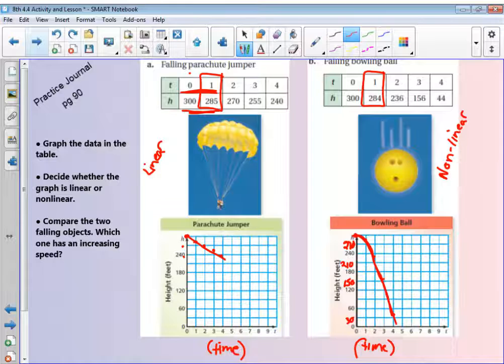Okay, in our next scenario with the bowling ball, well, it starts out 16 feet in the first second, but then it drops pretty dramatically, and by second 2, it had dropped from second 1 another 48 feet. So there was a change from 16 feet to now 48 feet to about 80 feet drop. So this one is dropping much faster. So our bowling ball says which one has an increasing speed? That would be the bowling ball.